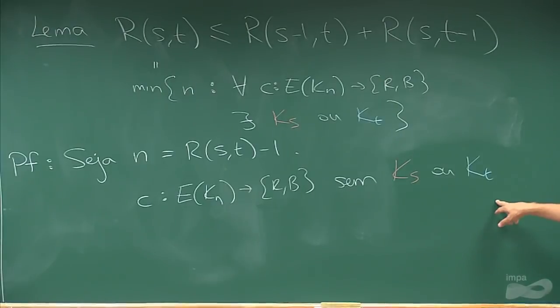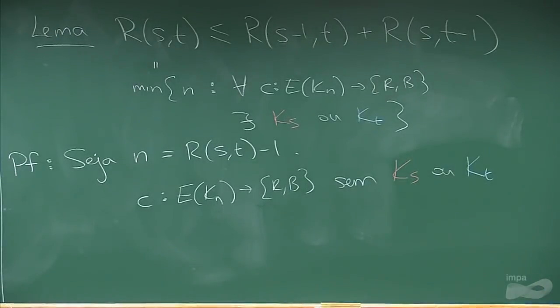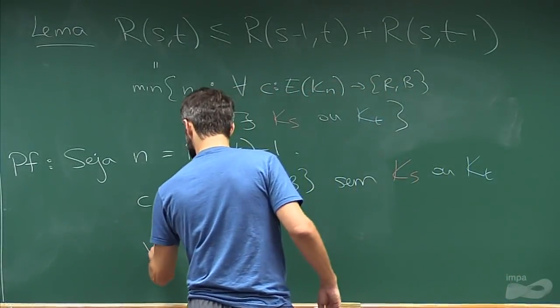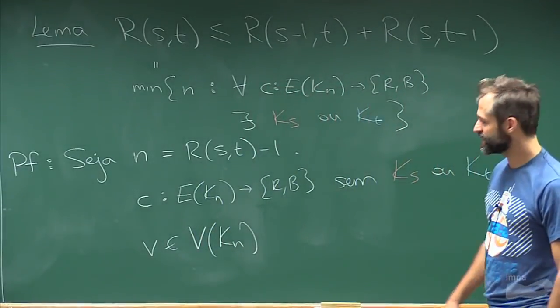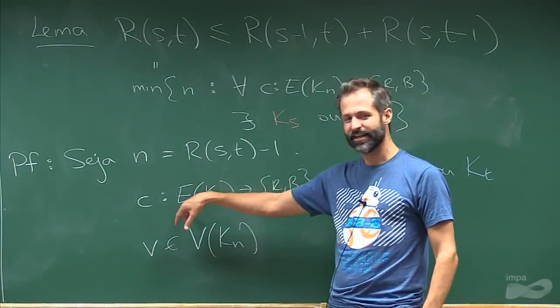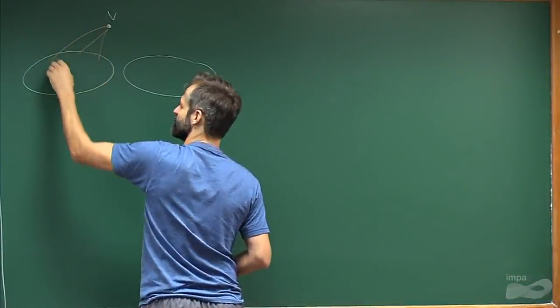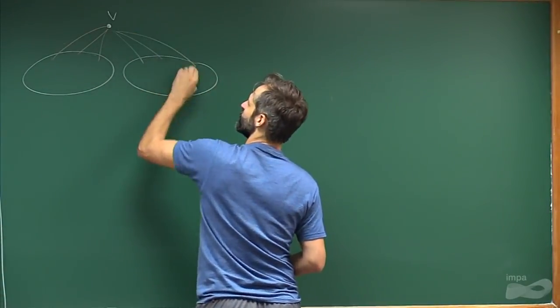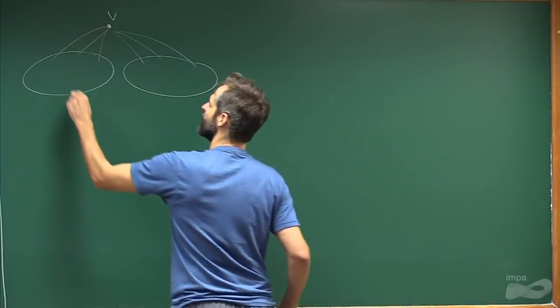Okay. So this is the colouring that we're looking at here. Pick any vertex, V is any vertex of Kn. We're given this colouring, so this vertex has some red neighbours and some blue neighbours. Let's call them A and B.